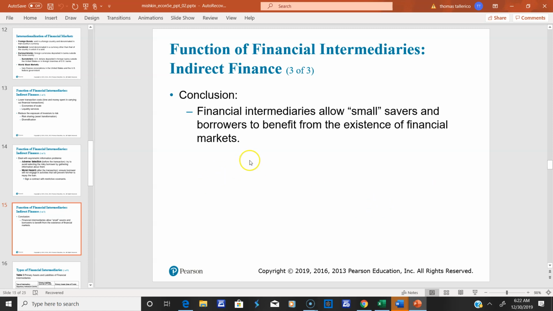So the bottom line is this. The intermediaries, such as mutual funds and ETFs, allow small savers and borrowers to benefit from the existence of financial markets. We don't all have millions of dollars where we can put money in hedge funds.